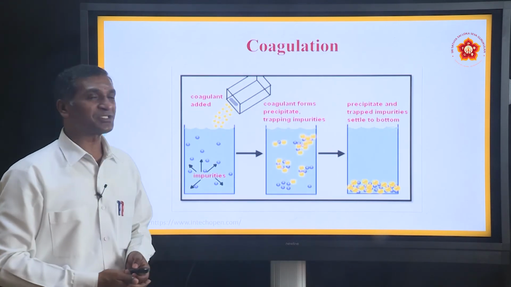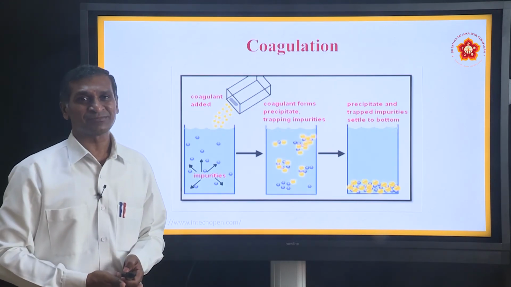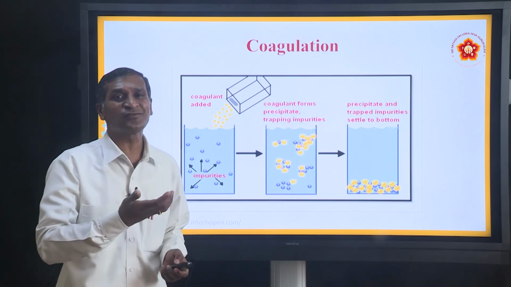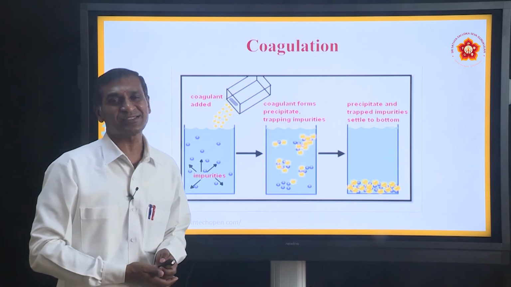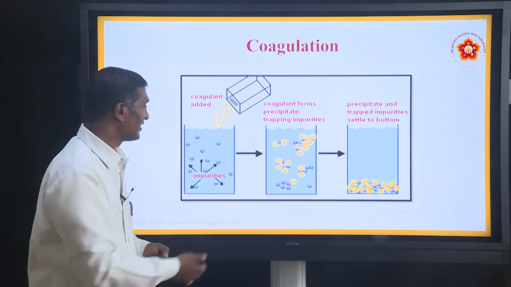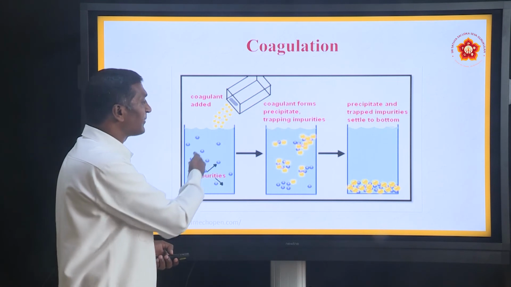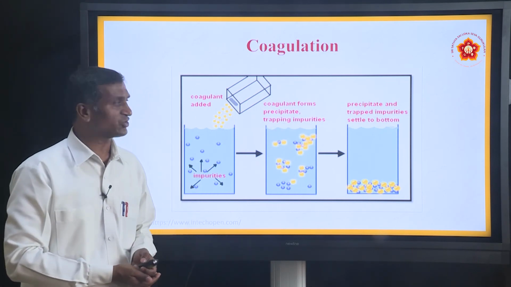The third property, coagulation. What is coagulation? Settling down of the charged particles is called coagulation. If you observe the picture, see the impurities, the particles are moving in all the directions.